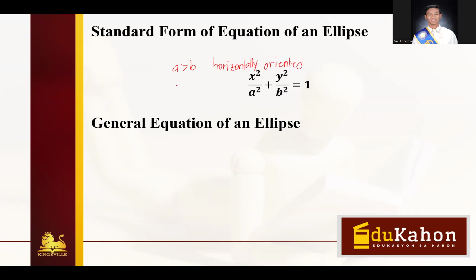If your denominator has a bigger value, where b is greater than a, then your graph for your ellipse is vertically oriented. Okay, so these are the rules when you try to graph your ellipse having your equation. Then next we have also the general equation of an ellipse.